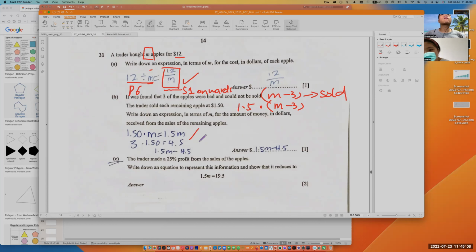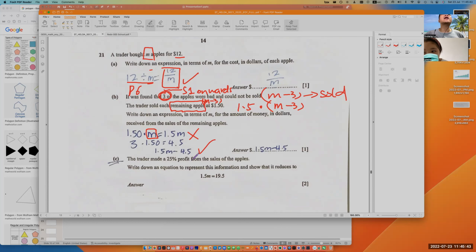Your answer is wrong. Did you read that 3 of them were bad? You need to minus this 3 away to get the remaining. Can you see the word remaining? So remaining is m minus 3. How can you take m times 1.5? When you take m times 1.5, do you know what it means or not?